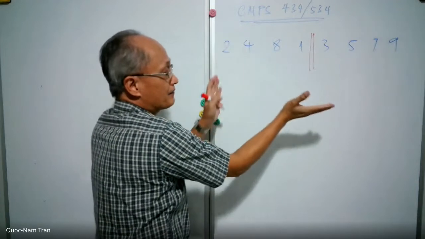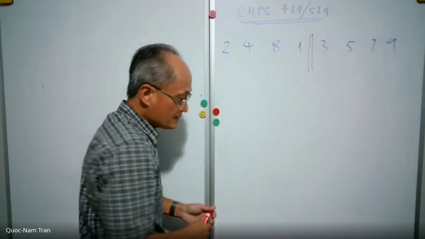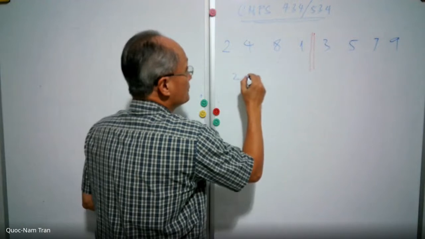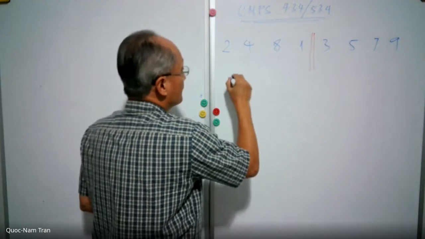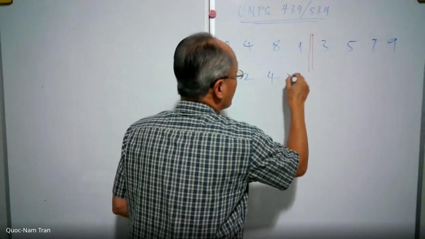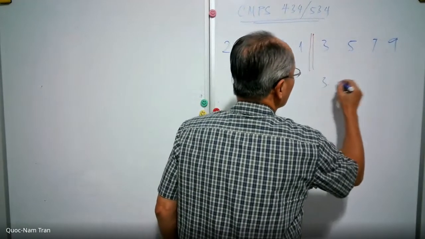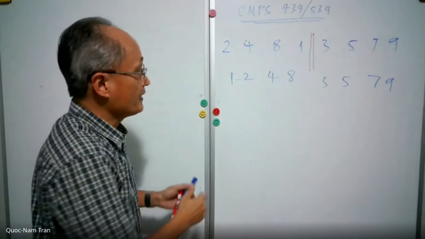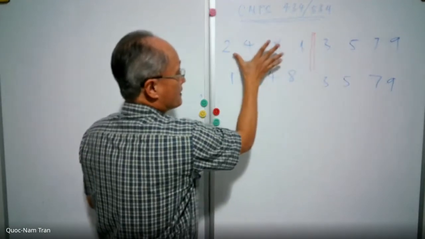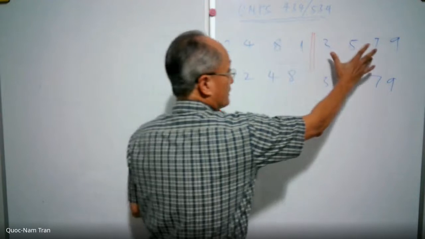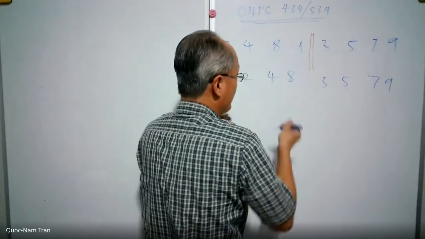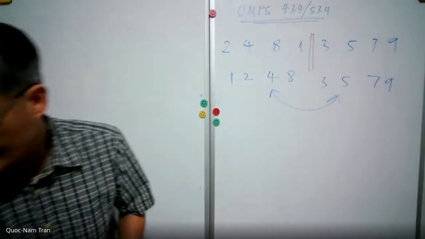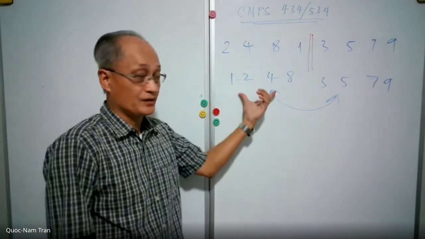So assume that after I apply the merge sort recursively, I have for the left 1, 2, 4, 8, and here I have 3, 5, 7, 9. Okay, so I have merge sort the left, sort the right, and merge them. How can I merge?